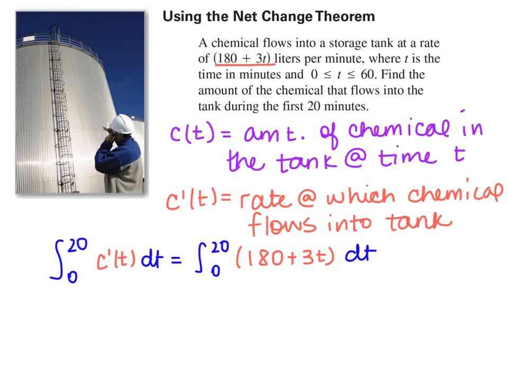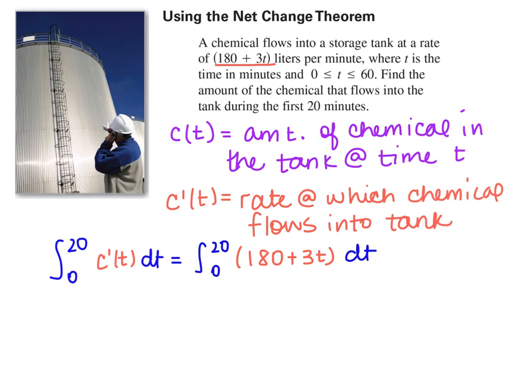So I like to think of it in terms of an original function and a derivative function. So if C of t is the amount of the chemical in the tank at time t, that means that the derivative, so C prime of t, is the rate at which the chemical flows into the tank. And that's something that we know.